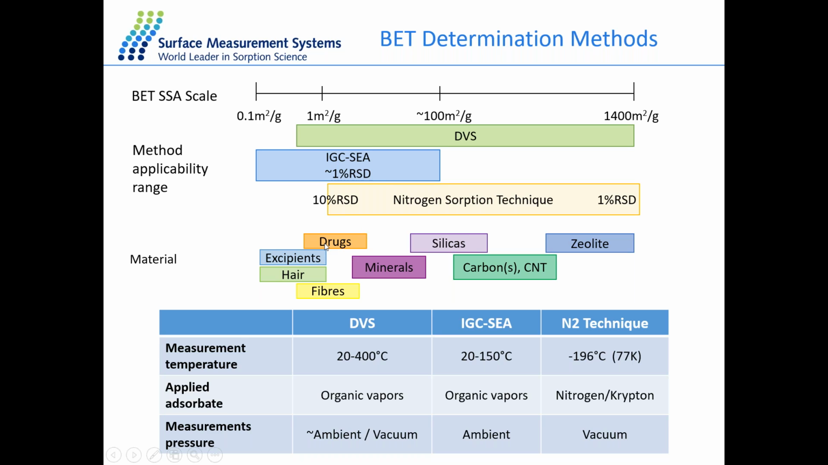And also in terms of the experimental condition, the vapor sorption technique uses organic vapors and is applied at ambient temperature and pressure, which gives a surface area closer to the real world condition during the processing or performance.